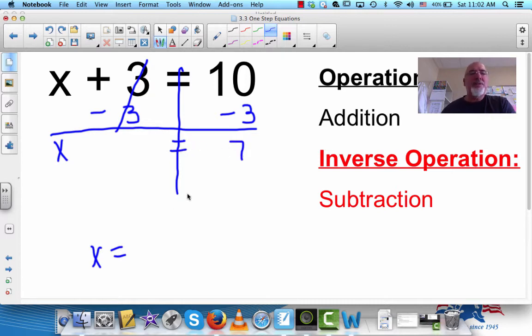Now let's check our answer. X plus 3 equals 10. Instead of this x, we're going to put 7 plus 3 equals 10. 10 equals 10, and we've ensured that we've got the correct answer.